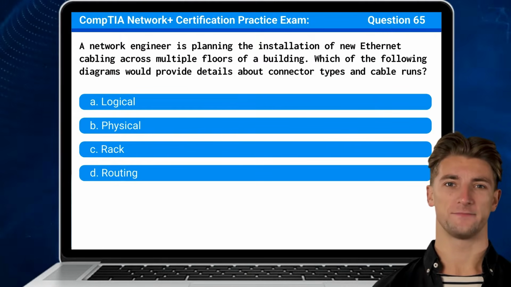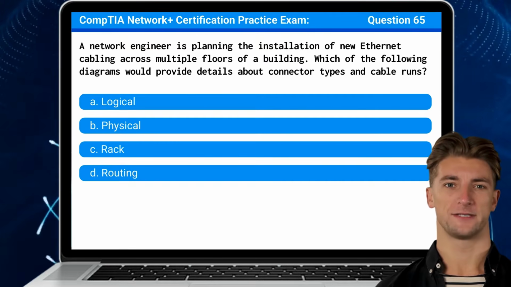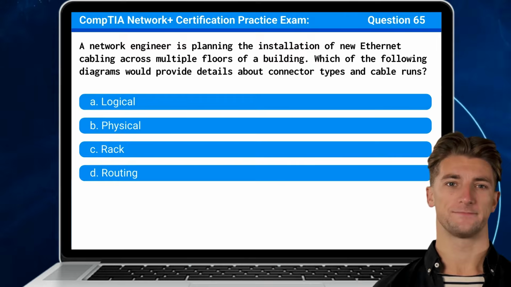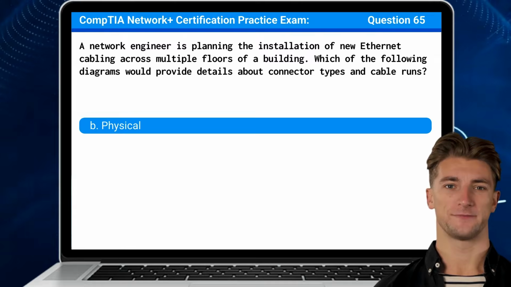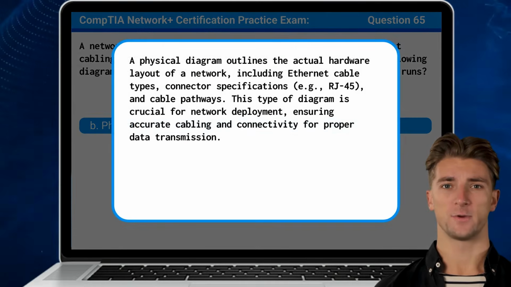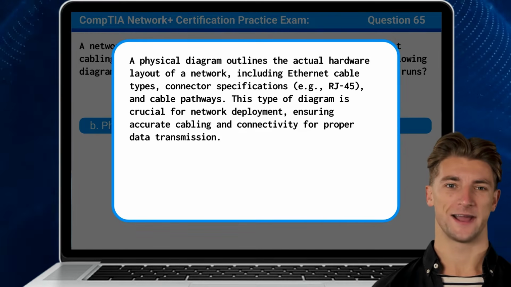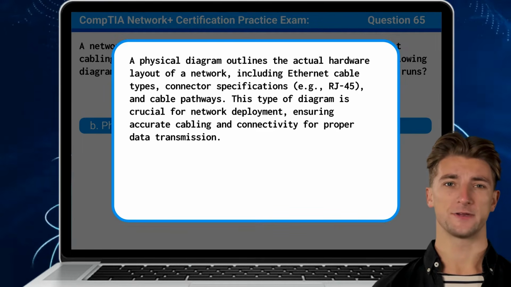Question 65. A network engineer is planning the installation of new Ethernet cabling across multiple floors of a building. Which of the following diagrams would provide details about connector types and cable runs? The answer is B, physical. A physical diagram outlines the actual hardware layout of a network, including Ethernet cable types, connector specifications, and cable pathways. This type of diagram is crucial for network deployment, ensuring accurate cabling and connectivity for proper data transmission.